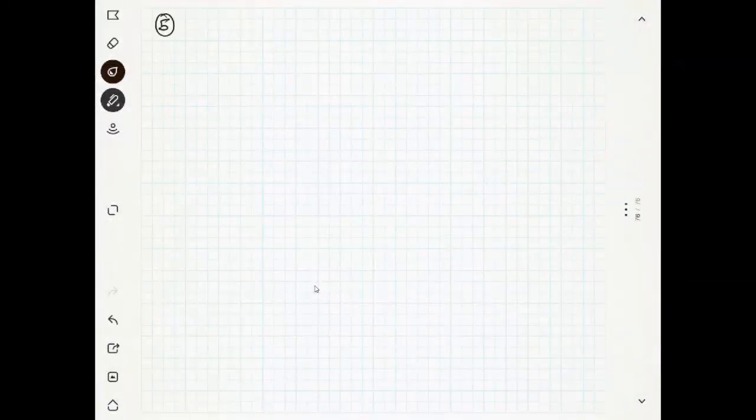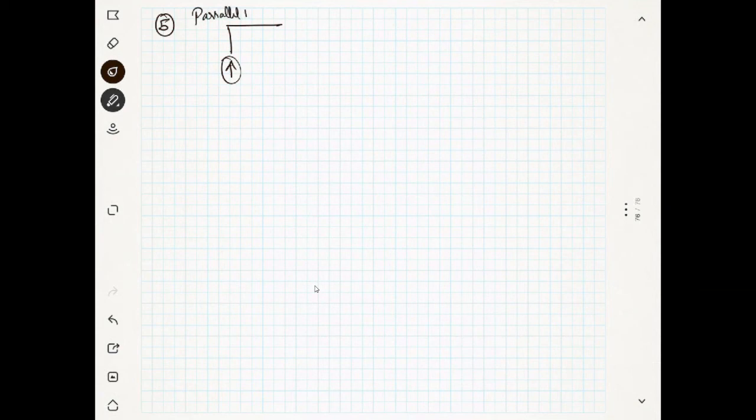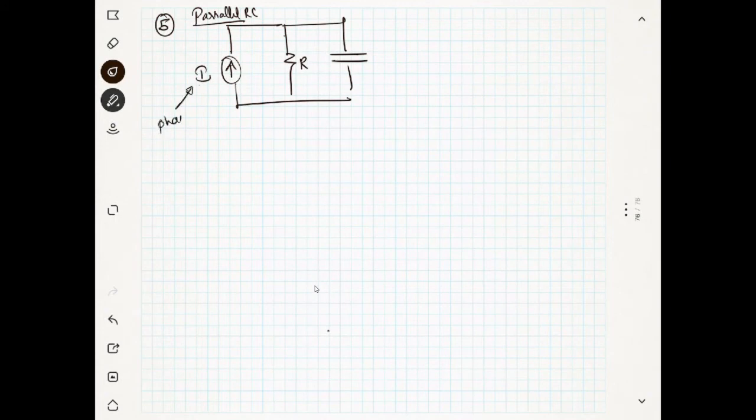Now we will see. This is phi. Now we have a current source with a parallel RC circuit. Okay, parallel RC. So you have an R, you have a C here, and you are giving a current phasor. Don't forget this is a phasor I am talking about. So this is IR and this is IC.